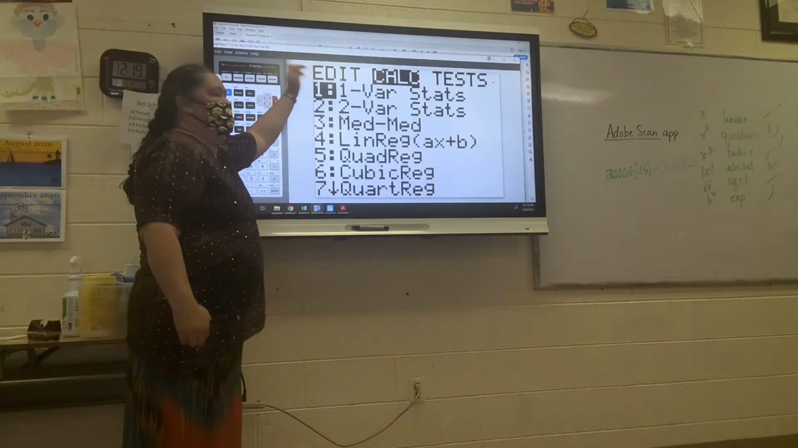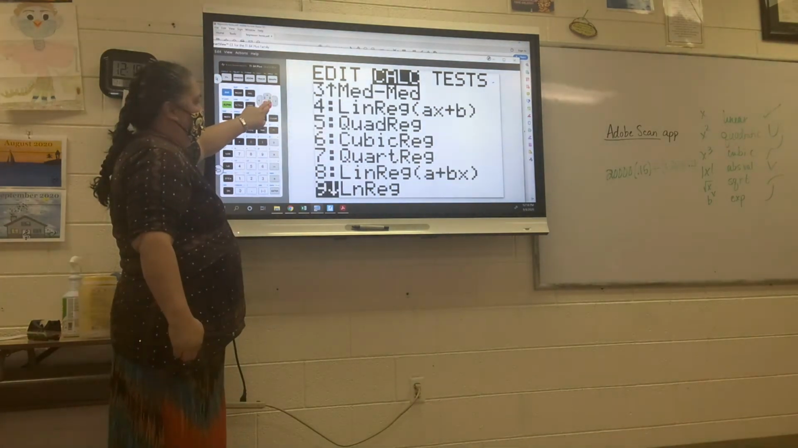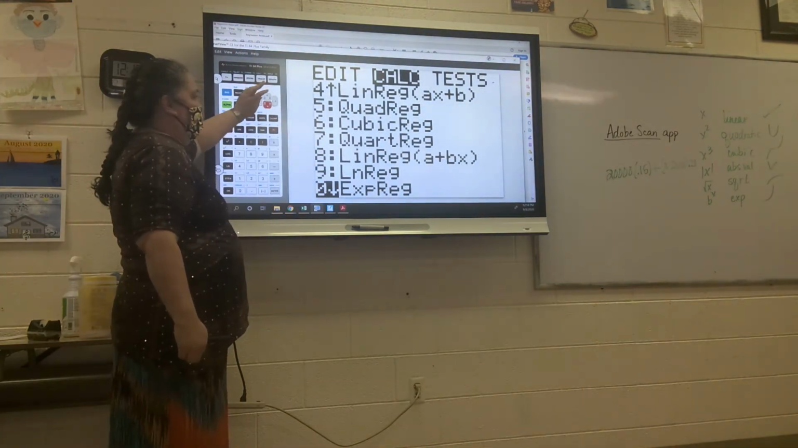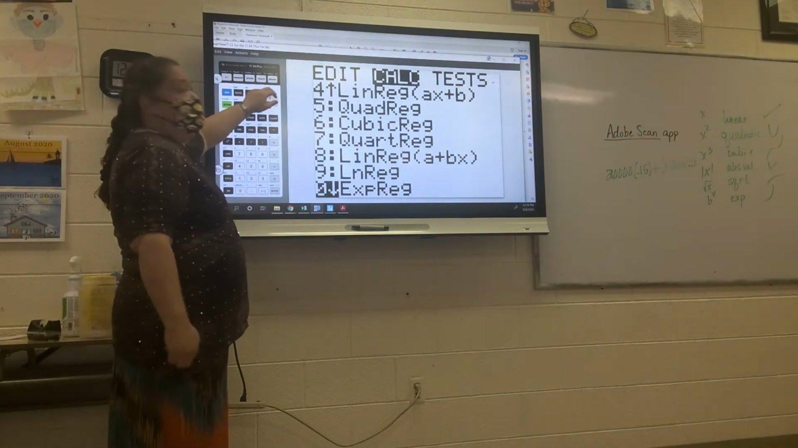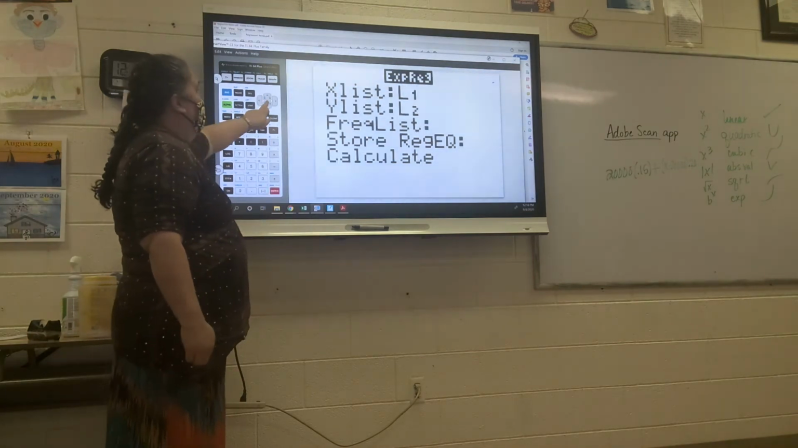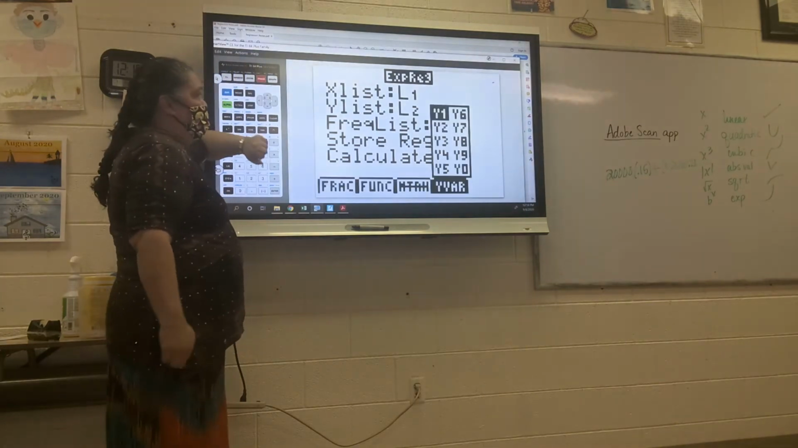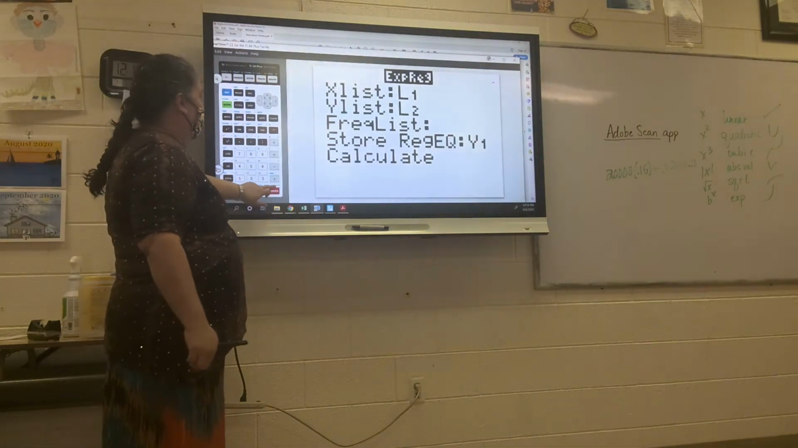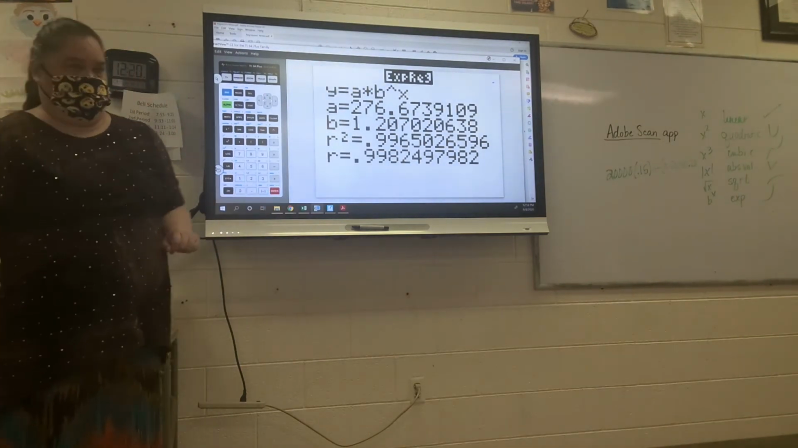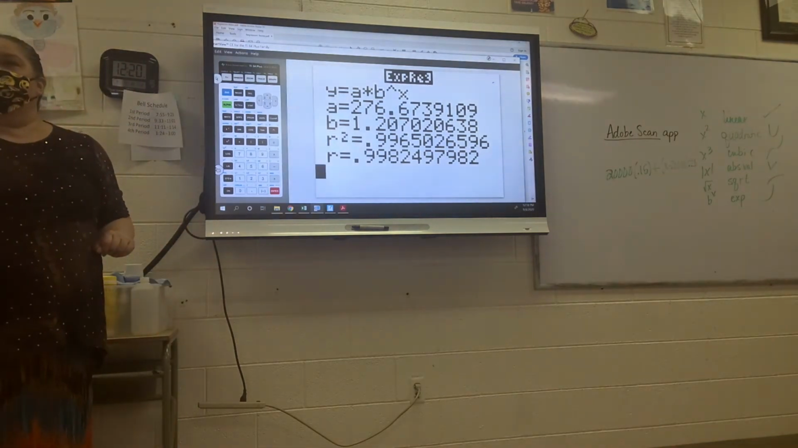Obviously we know it's exponential, but if you're not sure, you could go down through here. This is logarithmic. We don't use this Lin reg. That's more of a stats thing. I don't know why they do it backwards, sorry, I don't know anything about statistics. And there's the exponential. Then we're going to store the regression equation because we always do. Sometimes we don't need it, but it's always good to have it in there. And then we're going to calculate. Did you get this? Everybody with me?